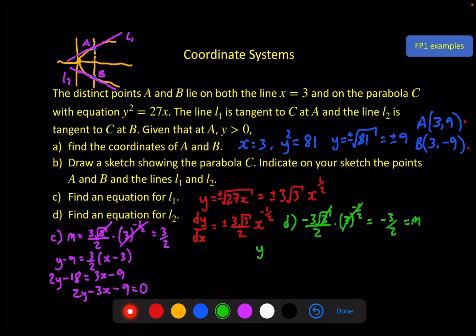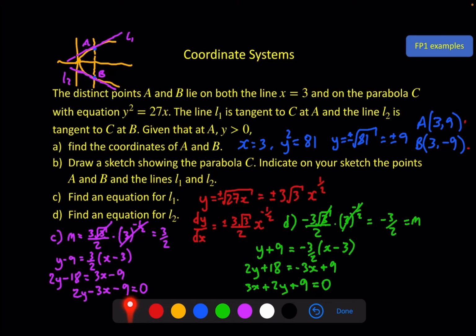In this case, we've got y plus 9 because it's minus 9 for point B is equal to minus 3 over 2 times x minus 3, so 2y plus 18 equals minus 3x plus 9. So we have 3x plus 2y plus 9 is equal to 0. And that is the equation of L2.